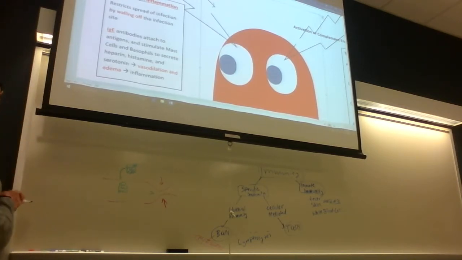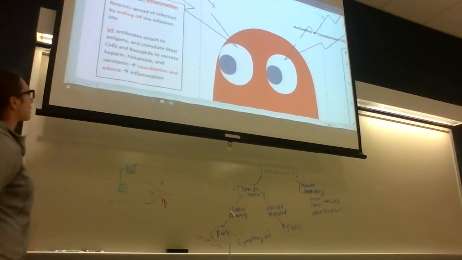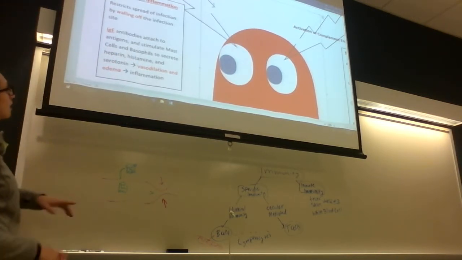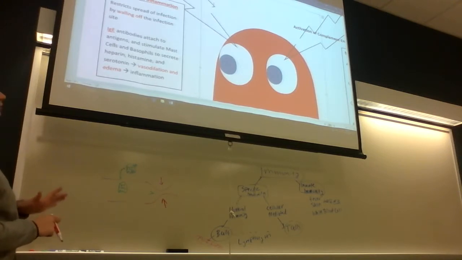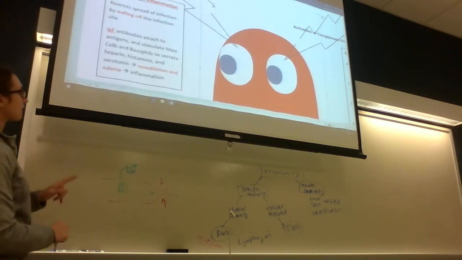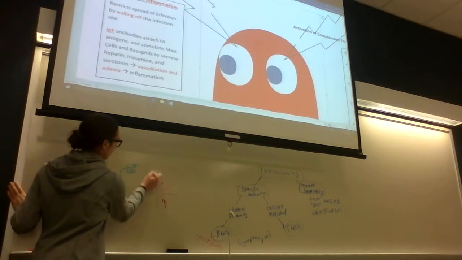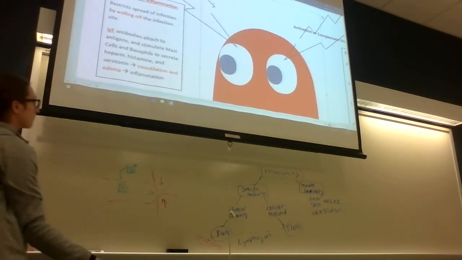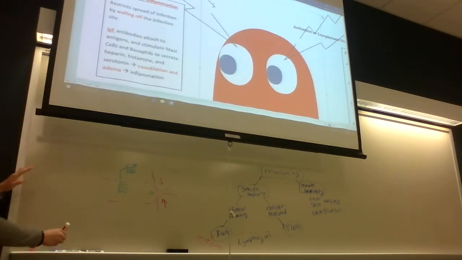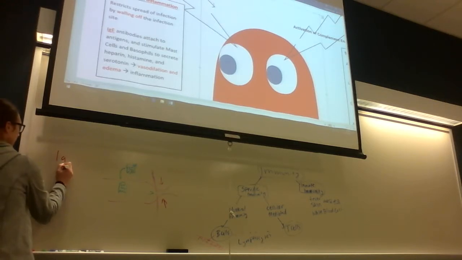So your antibodies restrict, especially IgE, or no, IgE functions later. But first of all, with inflammation, it restricts the spread of an infection by walling off the infection. That's what this is. It's forming a wall, preventing it from spreading. On this side of it, this is where your IgE comes in.